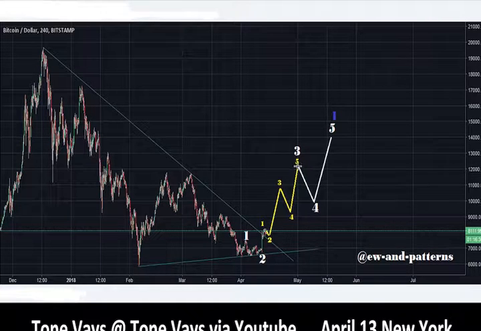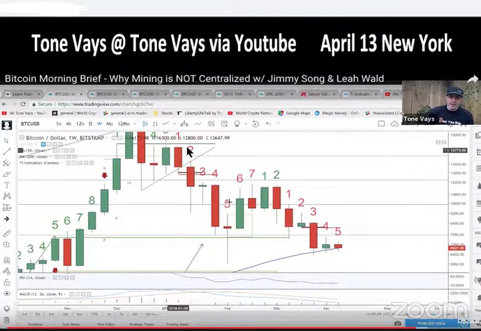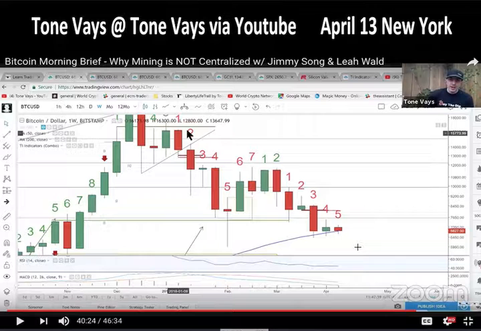So his 3 finishes about $12,000, which I mentioned and showed in the quick charts above, and this is his much longer term projection to 14,000, which is a higher degree wave. And then you have Tone Vays showing his weekly bearish candles going down. He believes that we are still bearish weekly, and also on the monthly.